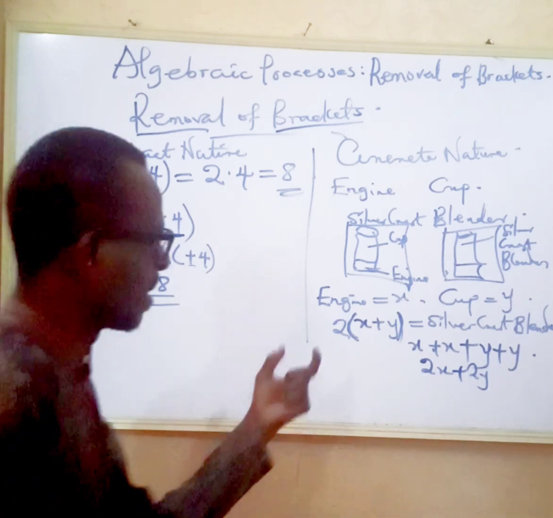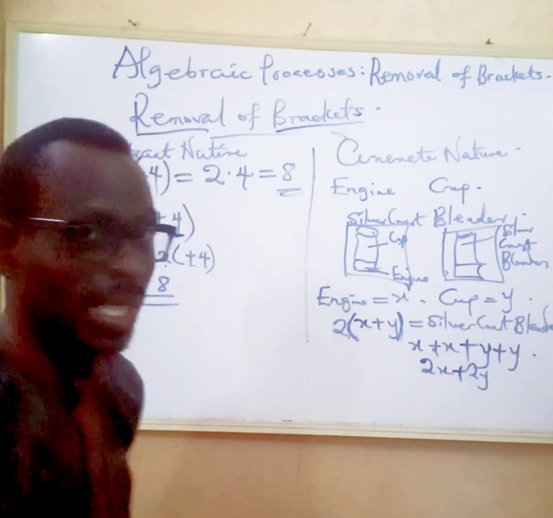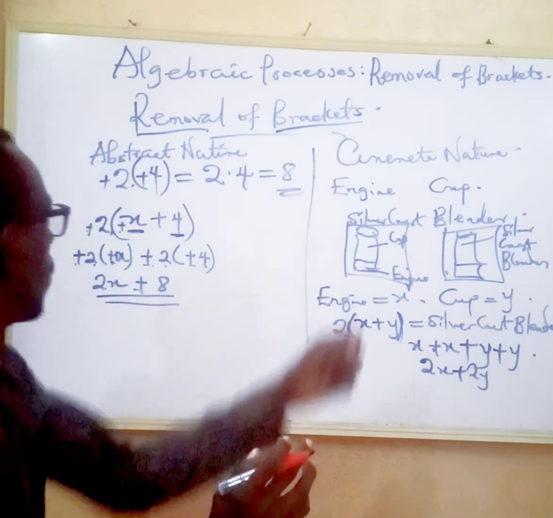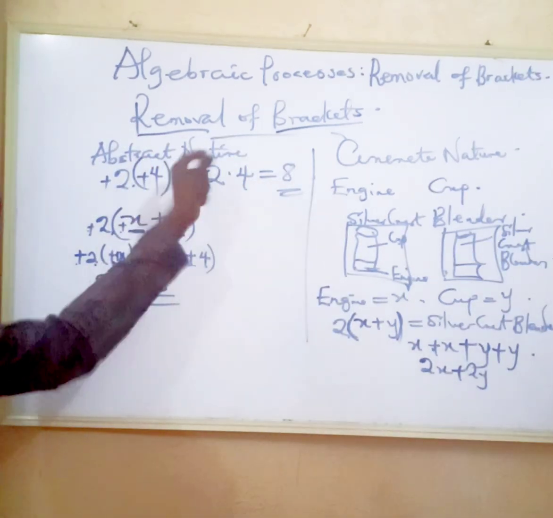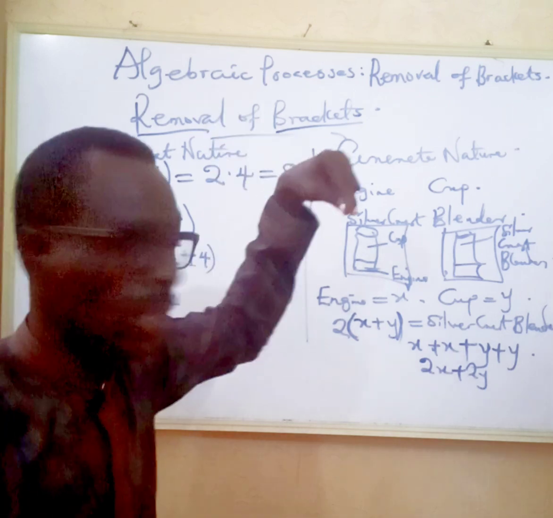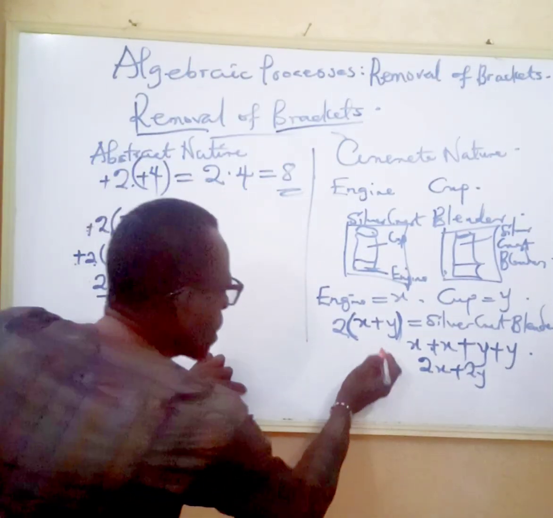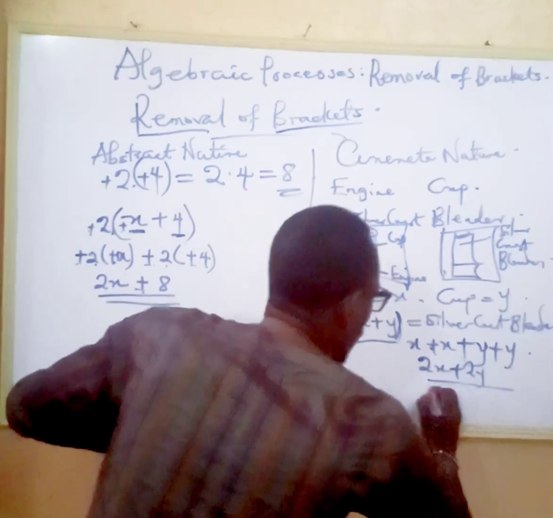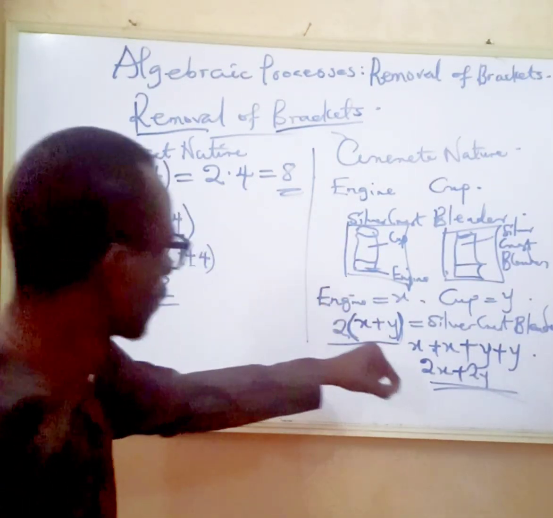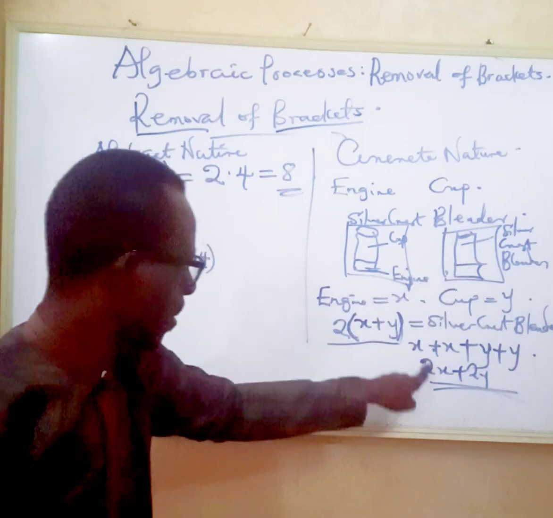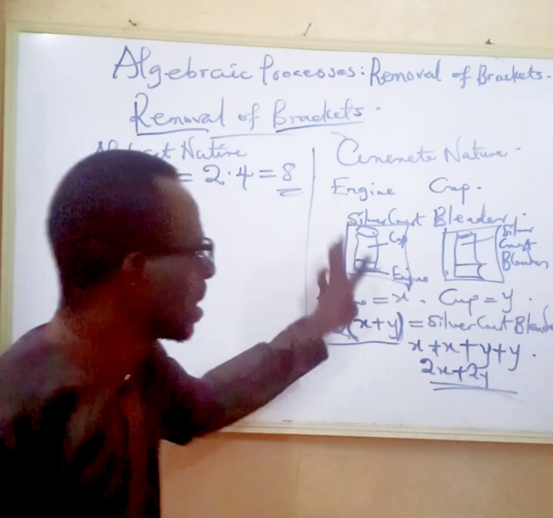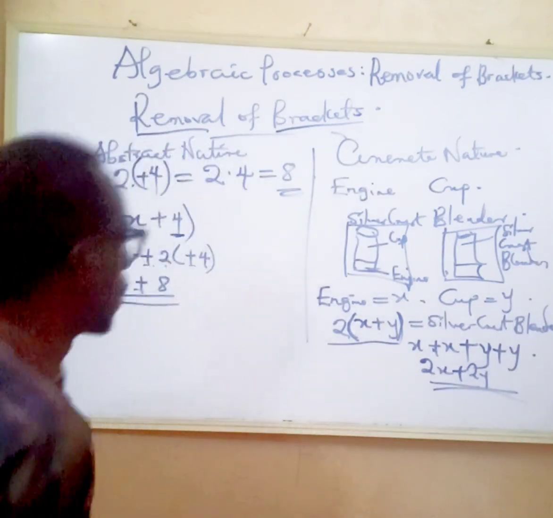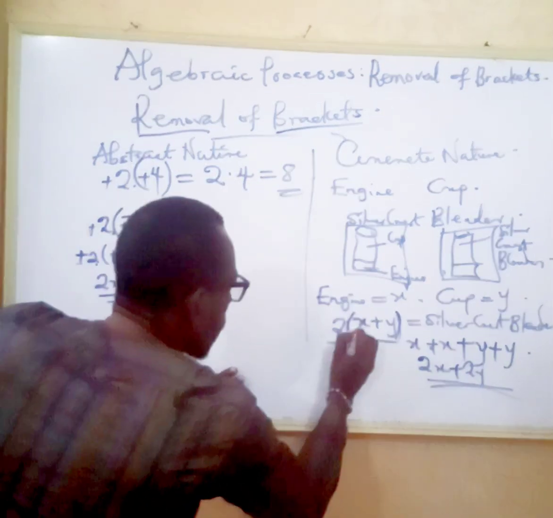Now, this is the concrete nature, which is the removal of the bracket, what we have tried as much as possible to bring forward in the abstract nature. So, changing these in an abstract way, this is the concrete aspect. We have been able to establish that you have 2 engines here and 2 cups because it involves 2 Silver Crest blenders that are fully packed. So this is now 2 multiplied by s.